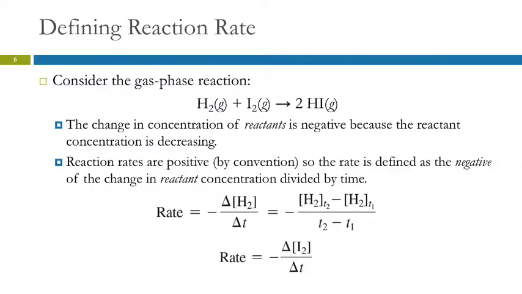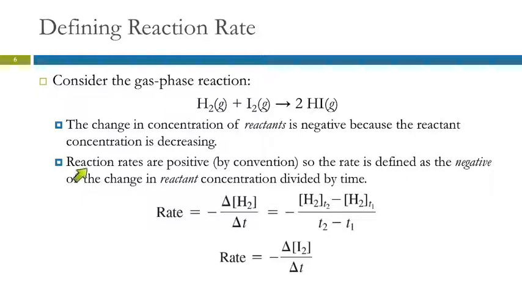So if we look at this gas phase reaction, hydrogen gas reacting with iodine gas to form hydrogen iodide gas. The change in the concentration of the reactants is going to be negative. Change in is almost always the final minus the initial. So we're starting out with a higher concentration of hydrogen, and that concentration is going to get smaller. So the change in the hydrogen concentration is going to be a negative number. The reactant concentration is decreasing.